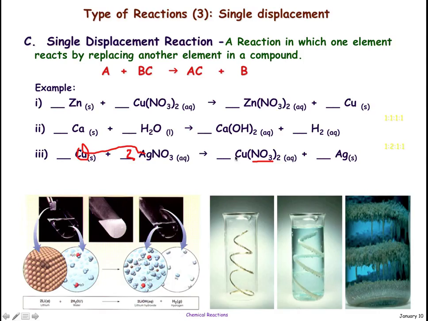There's 1 copper. There's 2 silver. Put a 2 right there. The sum of the coefficients would be 1 plus 2 plus 1 plus 2, that's a total of 6. Okay? So, let's proceed to the next slide.